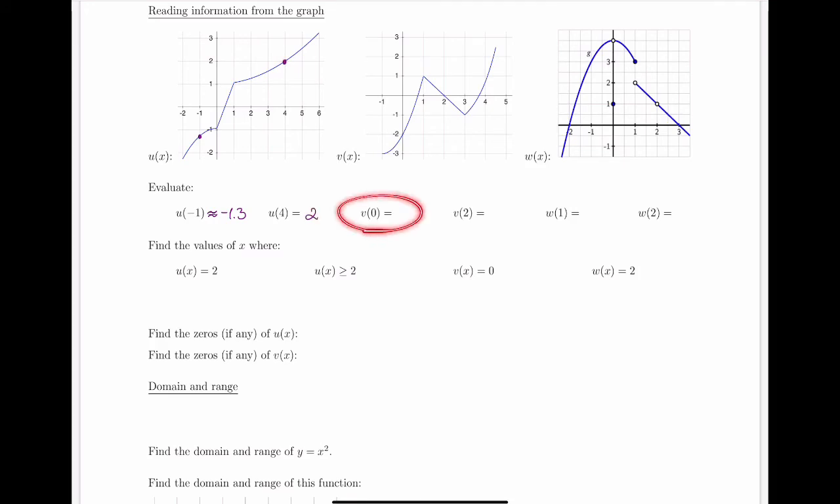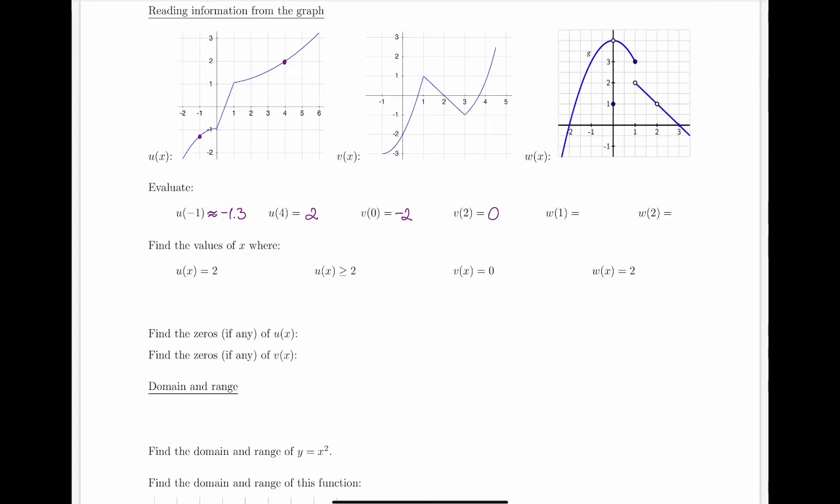Moving on to the next graph, v of 0. So when x is equal to 0, what does the y value equal? 0 corresponds to this point here, so the y value in this case will be -2. When x is 2, the y value is 0 from this graph.